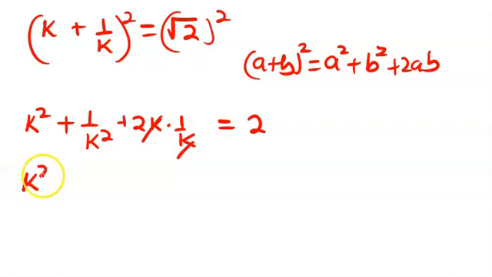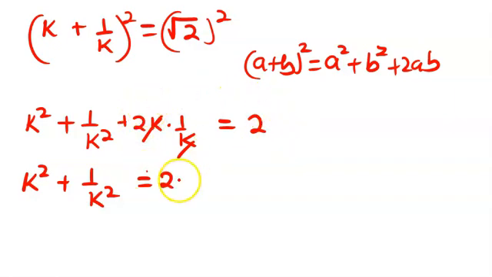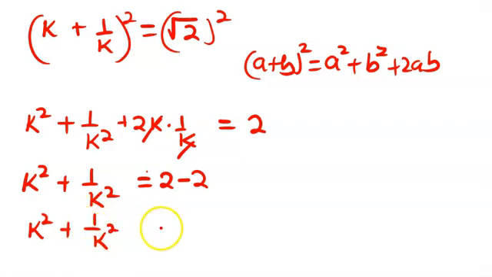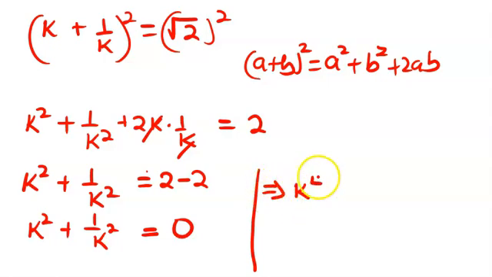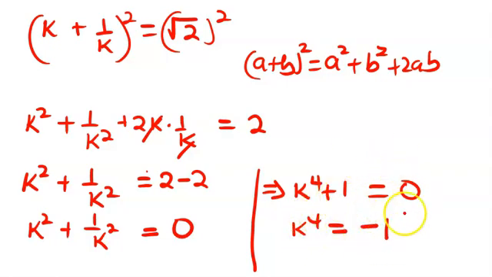So we have k squared plus 1 over k squared is equal to, let's send this one to the right hand side, so k squared plus 1 over k squared is equal to 0. We can multiply both sides by k squared. So when we do that, we have k to the power 4 plus 1 is equal to 0. So we have k to the power 4 is equal to minus 1 when we send this one to the right hand side.